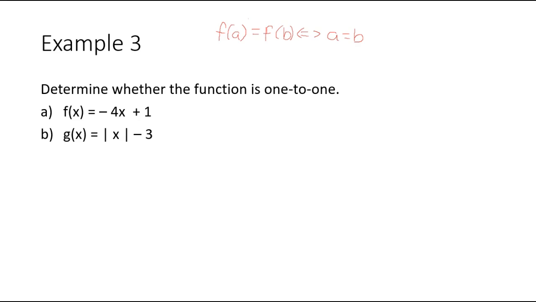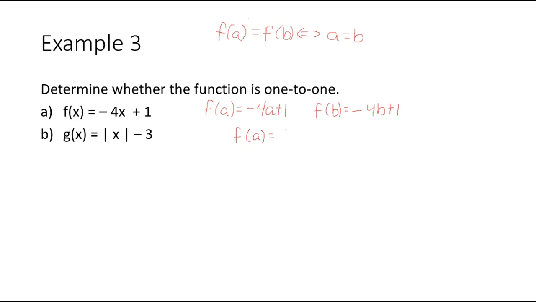So what I'm going to do in part A for f of x equals negative 4x plus 1, I'm going to plug a in everywhere I have an x. That's going to give me f of a is equal to negative 4 times a plus 1. And then I'm going to plug in b to the function f. And this is going to give me negative 4b plus 1. And I'm going to set those two equal to each other.